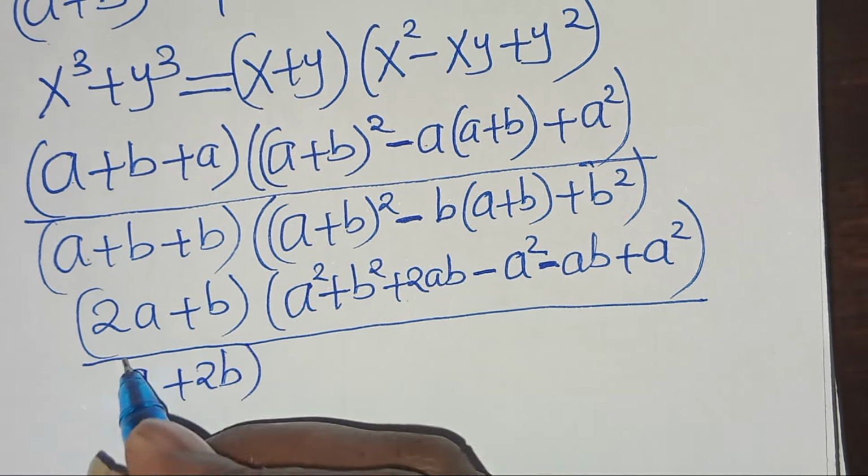So here we have 60 plus 35. This is equal to 95, divided by 30 plus 70. This is equal to 100. Now we can simplify 95 with 100 here. 95 divided by 5 is equal to 19. 100 divided by 5 is 20. So the solution here is 19 over 20. So this is the solution here.